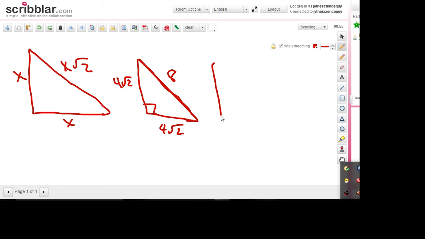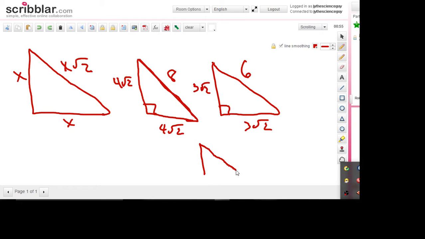Here's the next one. Let's say this is 6. If I want to find the other two sides, then this is 3 root 2, and this is 3 root 2. What if this is 4? What would the other two sides be if I'm following the same pattern?